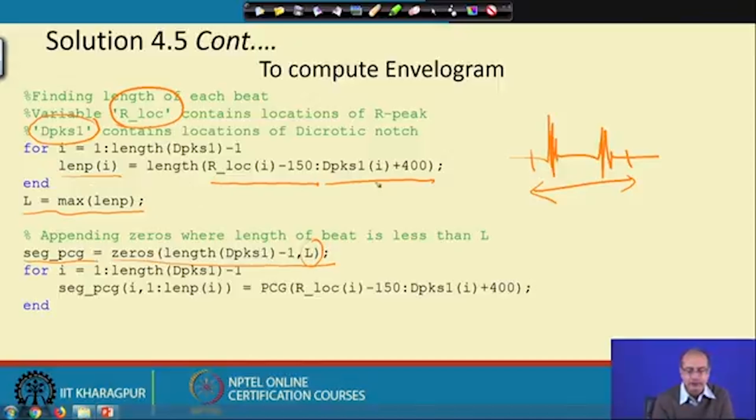In the next one we are actually collecting that part. After we know what the maximum length required is, we are just picking up that part from the PCG signal and storing it in segmented PCG. And in each row, this variable i gives the index of the cycle. We are collecting the data over multiple cycles.